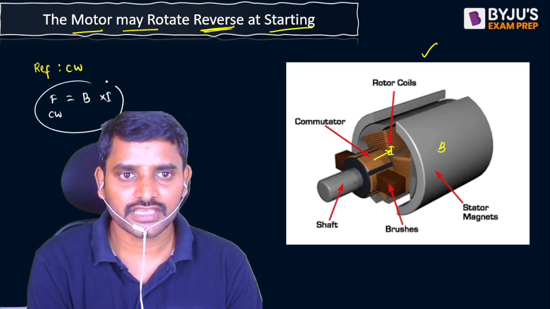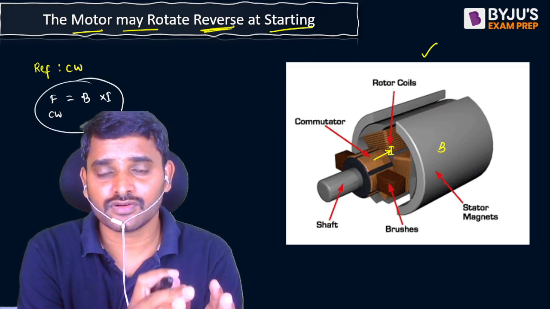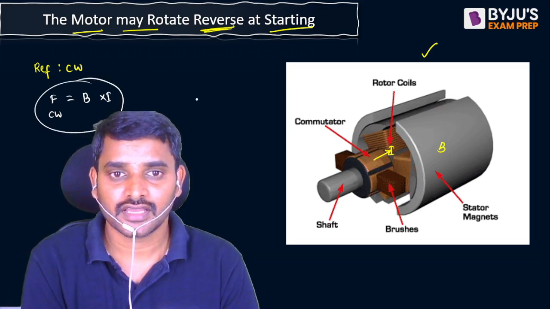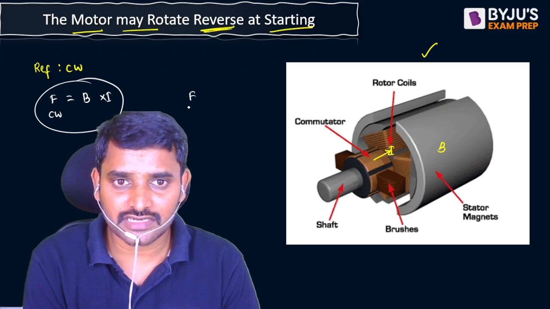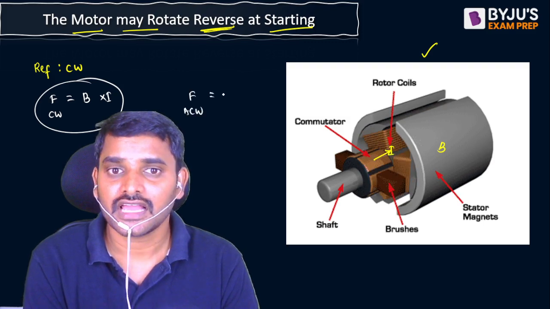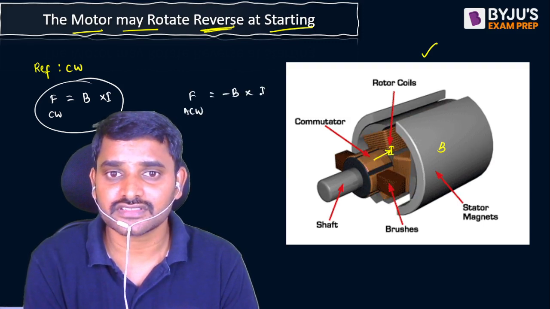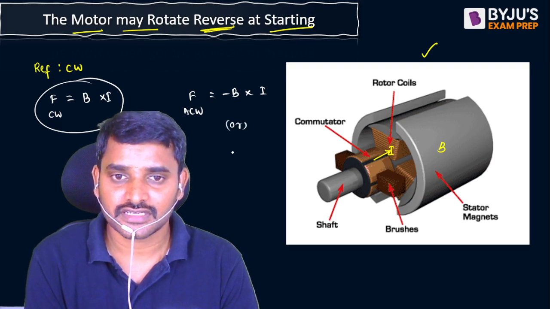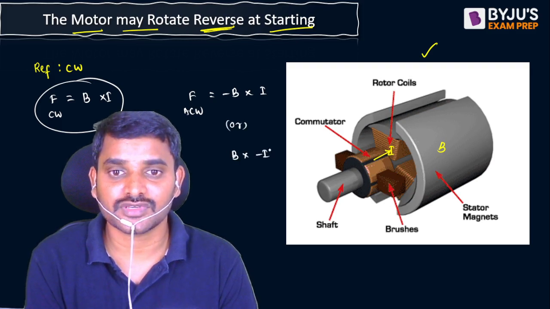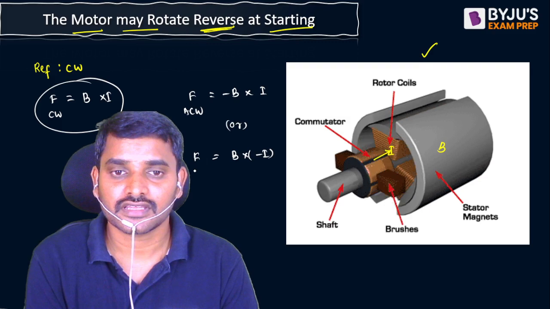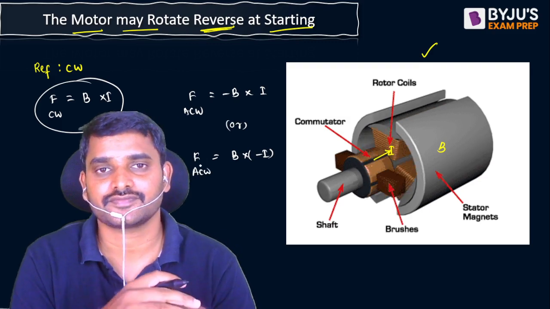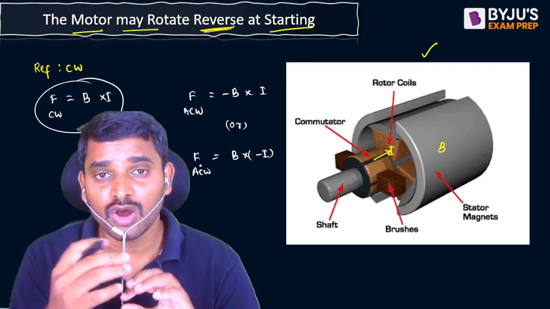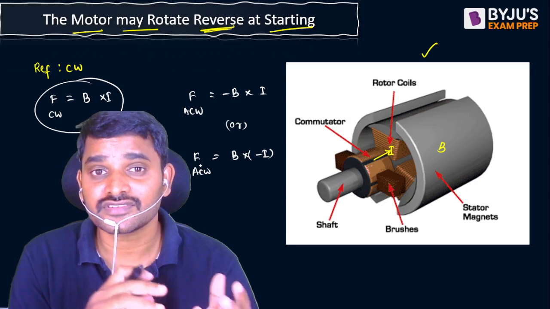Now here, if you want to get the force in the reverse direction, to get anti-clockwise direction of force, either flux direction has to reverse or otherwise current direction has to be reversed. Then force will be anti-clockwise. Now how do you reverse the current direction? How do you reverse the flux direction?